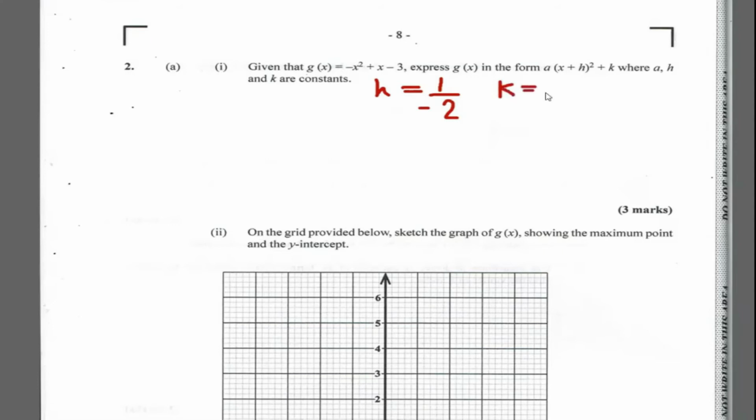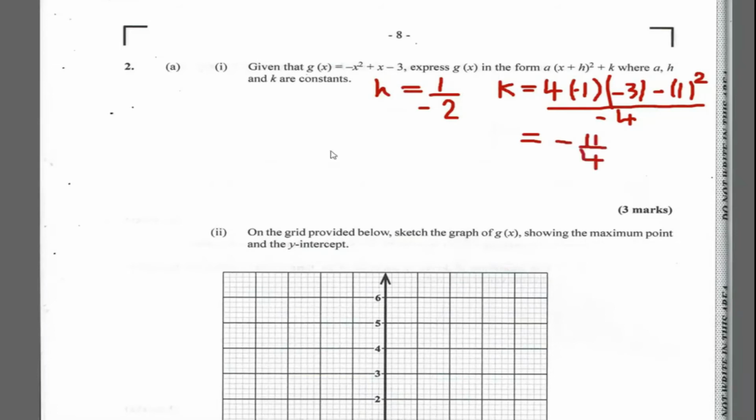K is 4ac minus b squared over 4a, so it's 4 times a, which is negative 1, times c, which is negative 3, minus b squared, which is 1 squared, over 4 times a. And that's how you find k. And a is negative 1, so it's 4 times negative 1, which is negative 4. So what are we getting for k? We're getting 4 times negative 1 times negative 3 minus 1 squared, divided by negative 4. So we're getting minus 11 over 4.